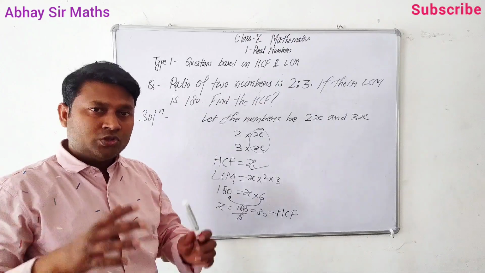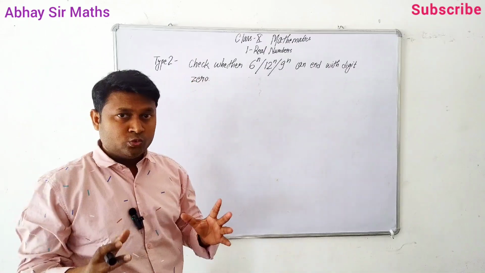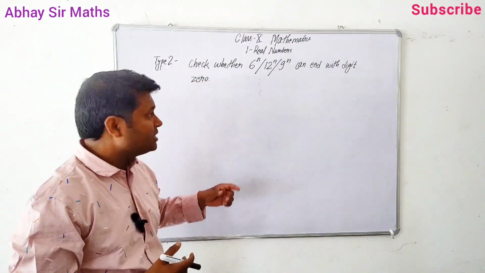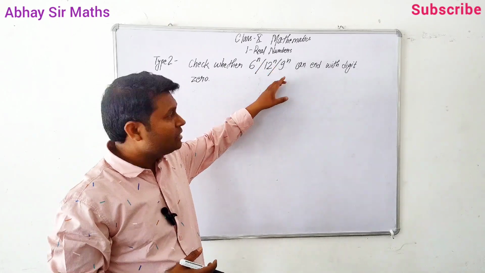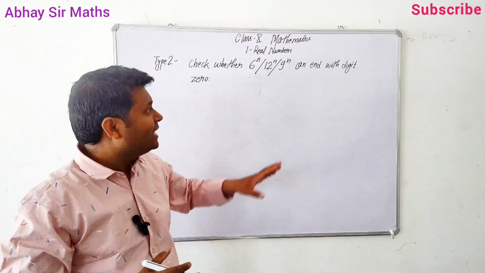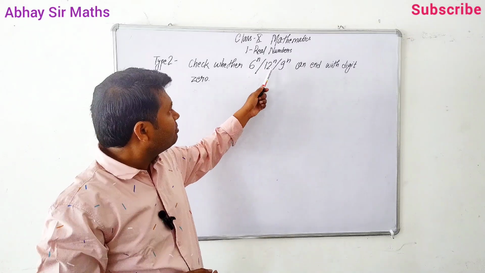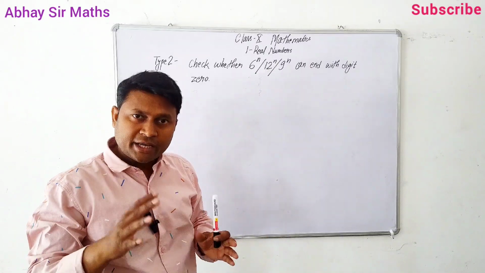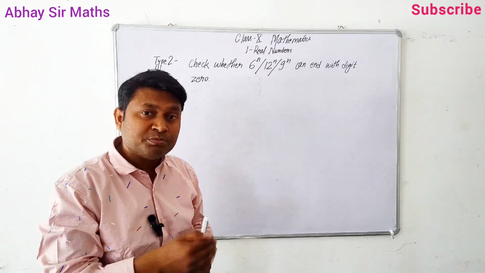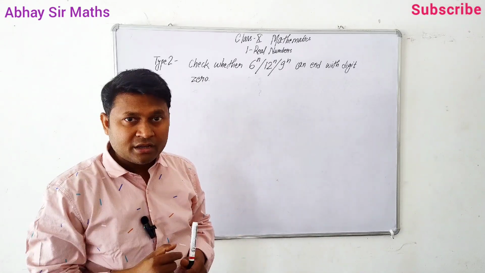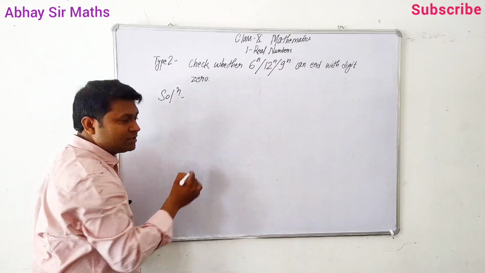Now we are going to see type 2 questions. Okay, students, type 2, second type of question from this chapter is, check whether 6 to the power n or 12 to the power n or 9 to the power n can end with digit 0. We have to check whether these given numbers, 6 to the power n, 12 to the power n and 9 to the power n, will ever have zero at the end, in their units place. So children, what is the concept here?